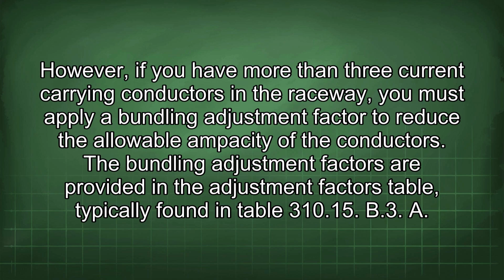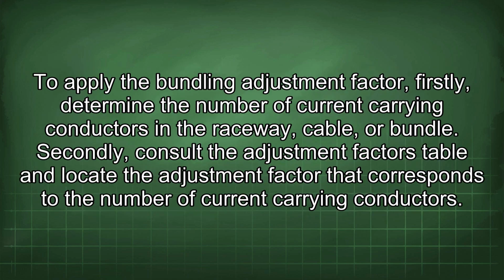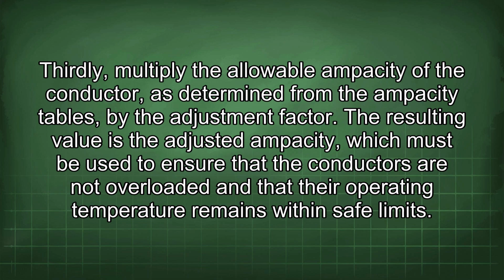The bundling adjustment factors are provided in the adjustment factors table, typically found in table 310.15(B)(3). To apply the bundling adjustment factor, firstly determine the number of current-carrying conductors in the raceway, cable, or bundle. Secondly, consult the adjustment factors table and locate the adjustment factor that corresponds to the number of current-carrying conductors. Thirdly, multiply the allowable ampacity of the conductor, as determined from the ampacity tables, by the adjustment factor. The resulting value is the adjusted ampacity, which must be used to ensure that the conductors are not overloaded and that the operating temperature remains within safe limits.